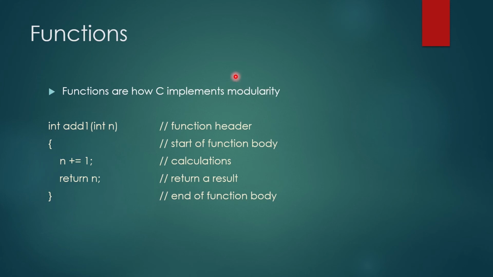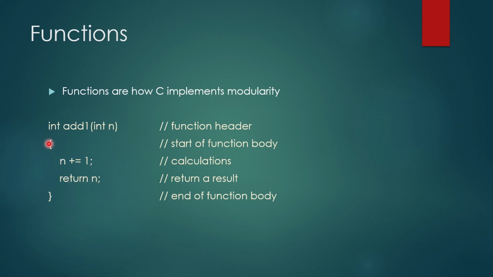So, as I said, functions are the way that they implement modularity in C, and here's an example of what a function looks like. int add1, and this is a little function called add1, and that's the name of it. It's going to return an int after it does a calculation, and its parameter list is in parentheses here, and it's one integer value, which is called n. I'm going to say n += 1 and add 1 onto it, and then I'm going to return the value n.